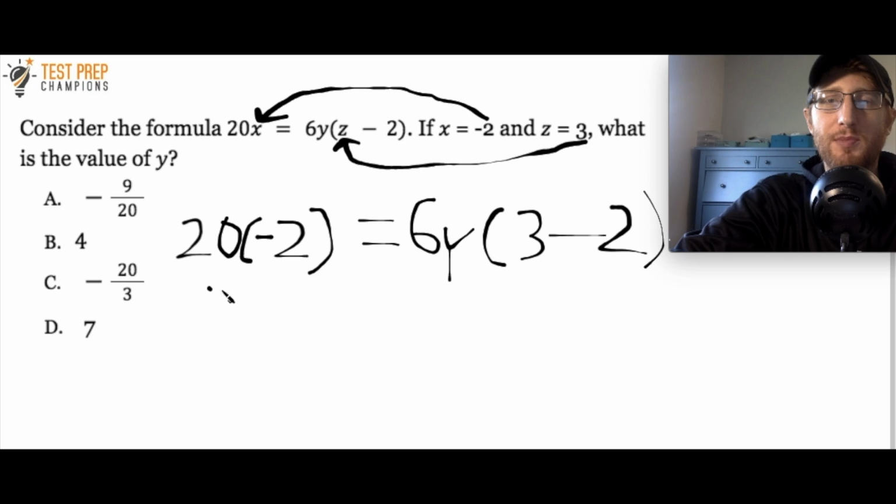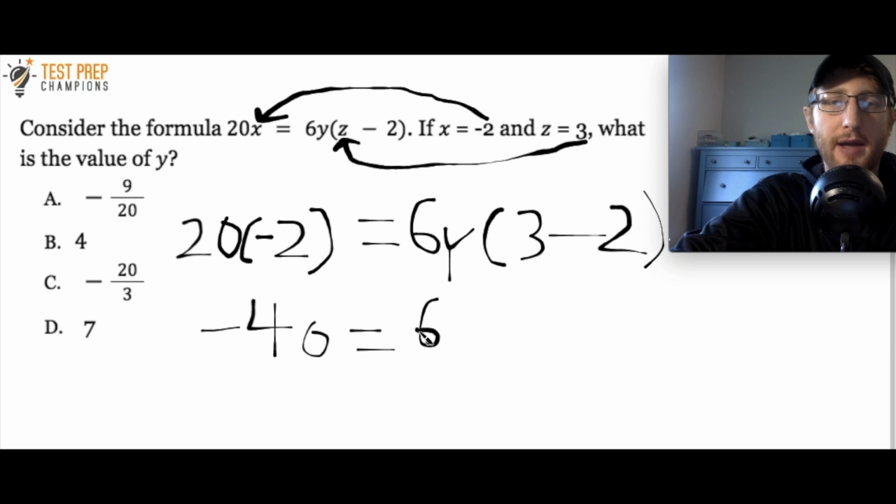So the next step then would be to do this 3 minus 2, which is just 1, and to do 20 times negative 2, which is just negative 40. So once I rewrite this, I'll have negative 40 equals 6y. So the name of the game here is to figure out what y equals. Since I have 6 times y, I have to do the opposite of times, which is to divide. So if I divide by 6 on one side, I also have to do that on the other side. So we have negative 40 over 6 equals y.